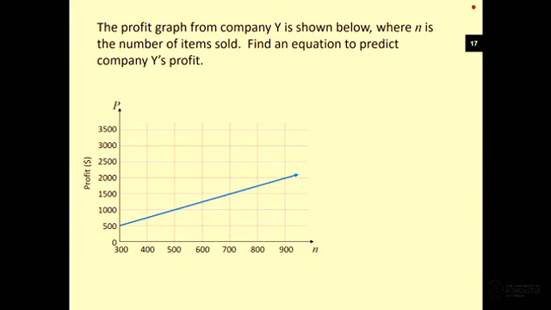Another one. Exactly the same with one sly dog twist. What's the sly twist in this one? I want to say my y-intercept is 500. Why am I wrong?